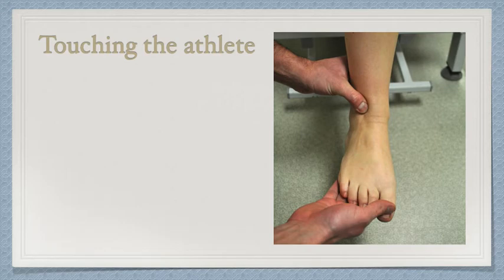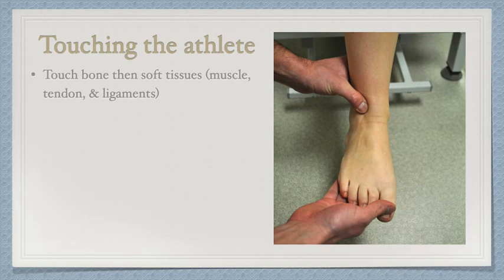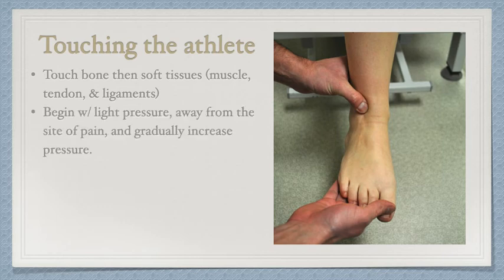Next one's called touching the athlete, or palpation is the medical term for it. We're going to touch the bone first and then the soft tissue: muscles, tendons, and ligaments. We want to start with light pressure away from the side of pain, because you don't want to go straight to where they're in a lot of pain, because they're never going to trust you if you do that. You need to work your way towards the site of injury, because you've already asked them where exactly that injury is.